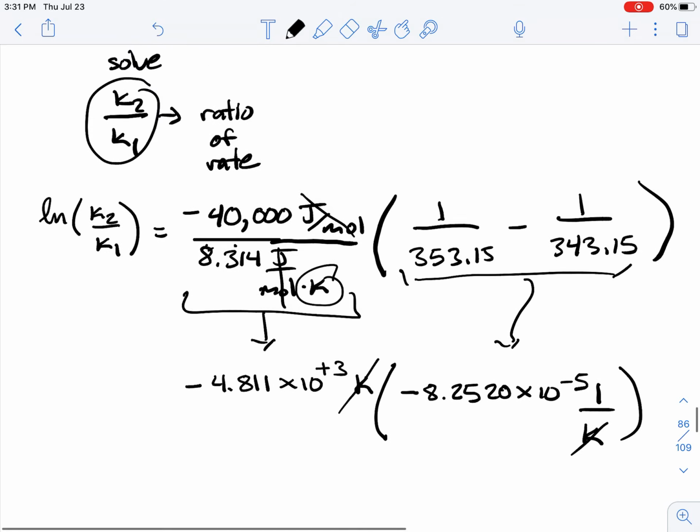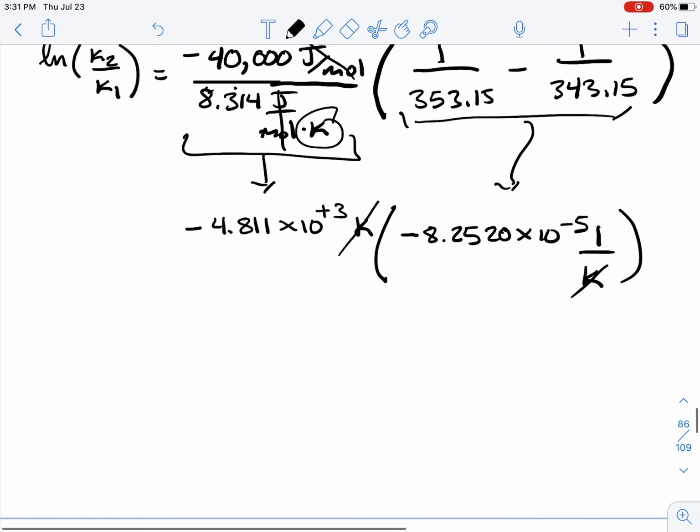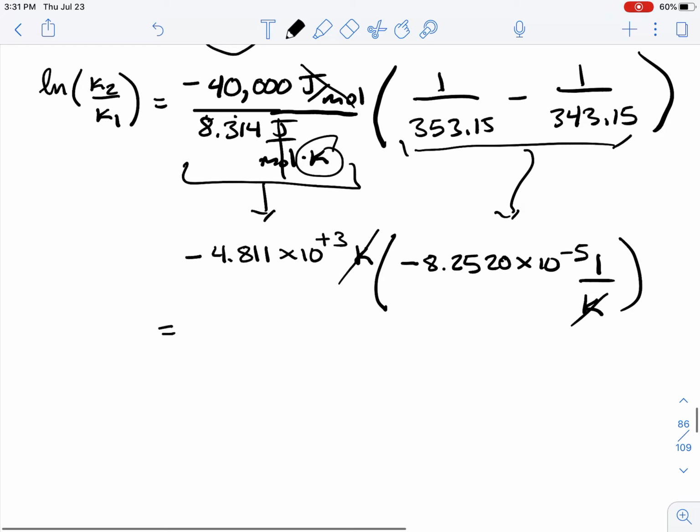And it makes sense that our answer is unitless because we're taking the ratio of two rates. When you take the ratio of two units, they'll cancel, like 1 per second divided by 1 per second. So it makes sense that our final answer, or this ratio, is unitless. And so we get the natural log of K2, the rate constant of the second, over K1.